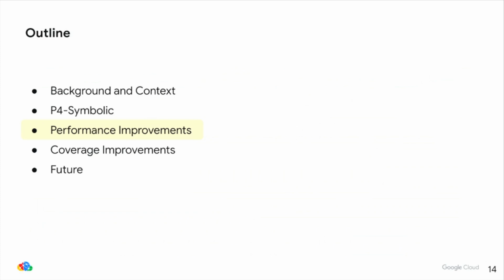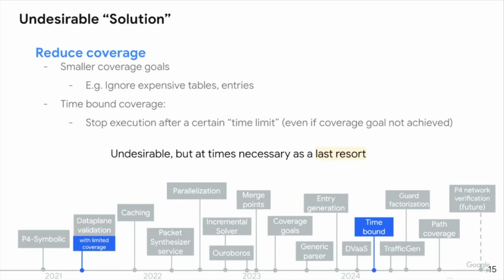Hi, everyone. I'm going to talk about how we have made the performance of P4 symbolic better. The first solution that we tried was to reduce coverage, to ensure P4 symbolic works at least in some way. You can reduce coverage by reducing the coverage goals, that is, ignore some expensive tables or entries, or you can use a time limit and say, okay, I'll stop my execution after a certain time threshold, even if the goal is not achieved. As one can understand, this is undesirable, but we had to use it as a last resort at times.